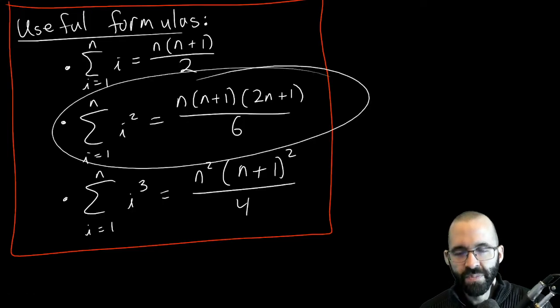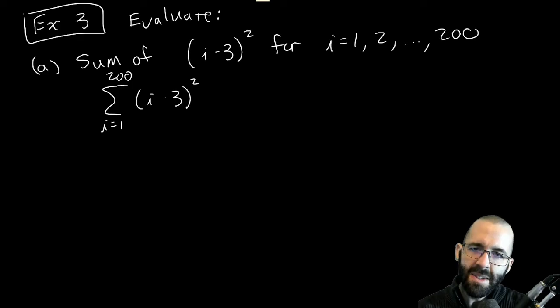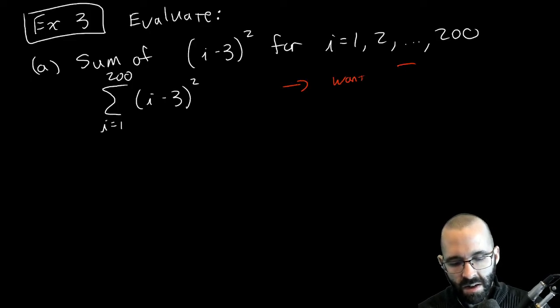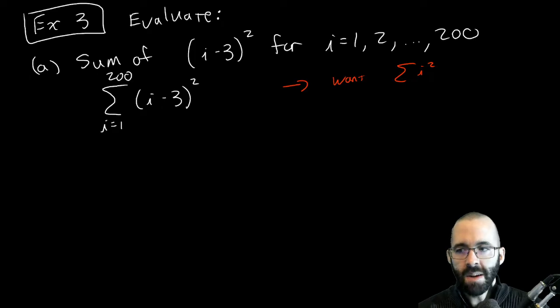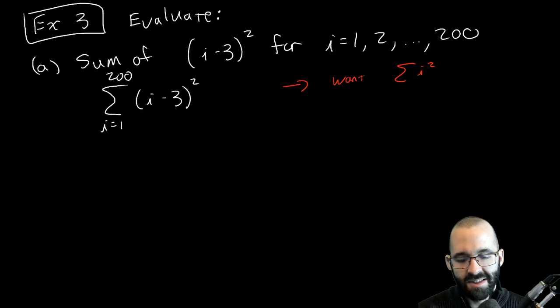We know that, for I squared. We don't have anything for (I minus 3) squared. So what we're going to do is rewrite this as some kind of sum of I squared. And there's a couple of different ways of doing this.